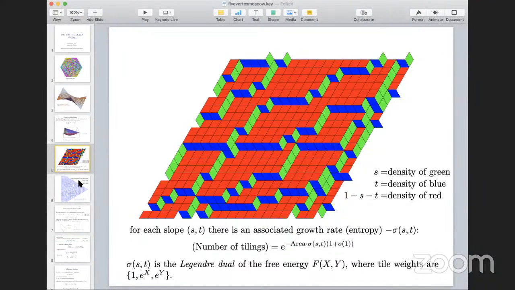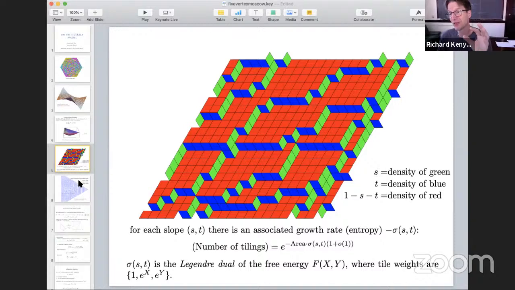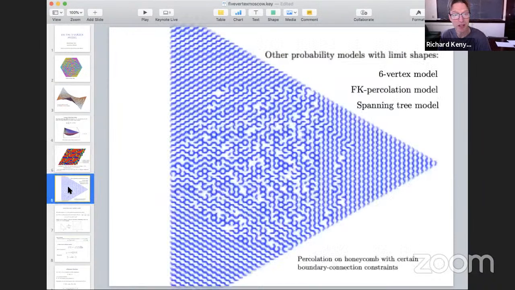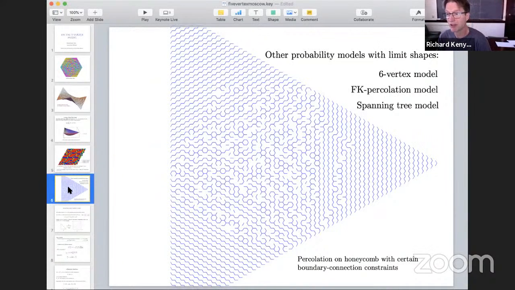Well, this is about the lozenge tiling model, which is somehow the first one we could work out, because the free energy is a determinant of some Kasteleyn type adjacency matrix. But there are lots of other two-dimensional statistical mechanics models which also have limit shapes. And we'd like to understand these other models as well. There's the well-known six vertex model or square ice model. There's the FK percolation model, which is somehow related, spanning tree models, and many, many other models which have limit shapes. And we want to study them with the same technique.